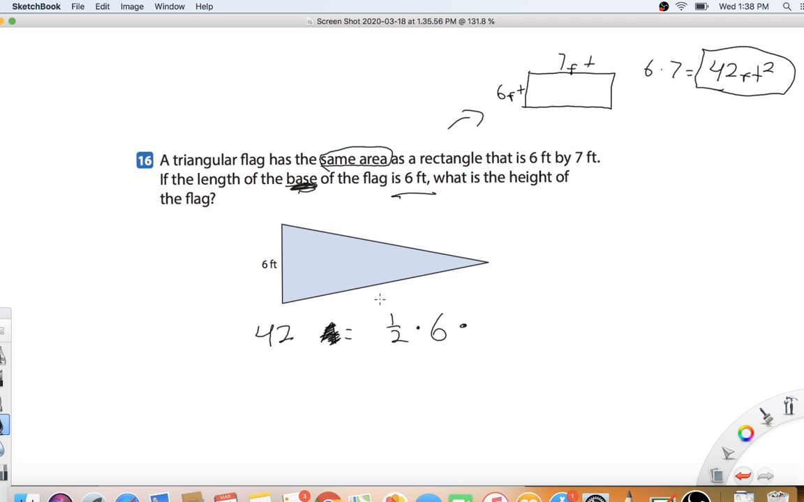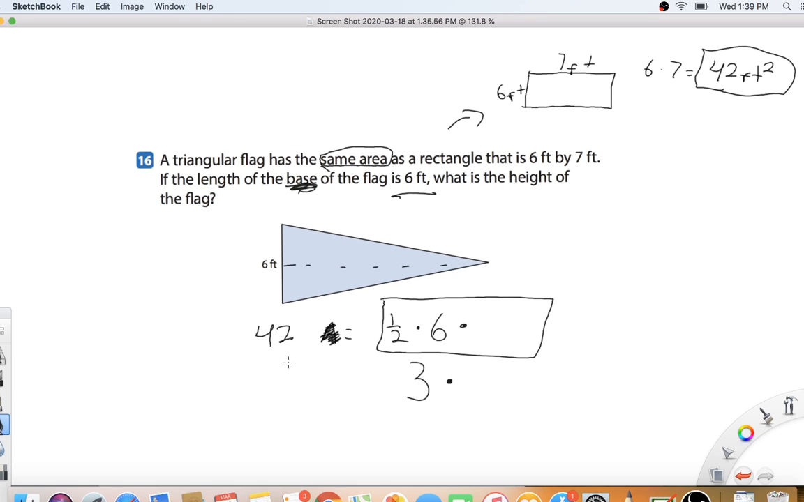We need to find out what number I'm missing right here, what number multiplies to give me 42. When I find this missing piece, that's going to tell me what the height of this triangle is. Because if that's my height and 6 is my base and 1/2 is always going to be there, if this equals 42, that's going to be my correct height. So what I need to do is take 1/2 of 6, which is 3. 1/2 of 6 is 3 times what? So 3 times what gives me 42?